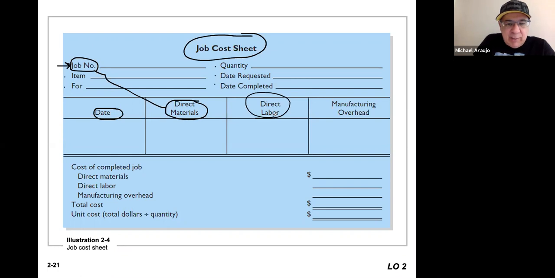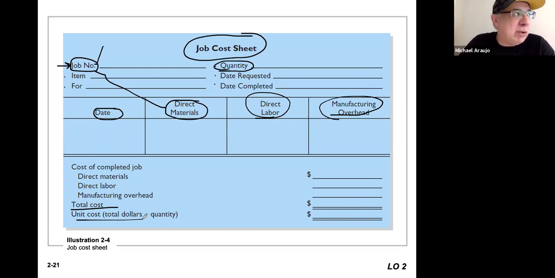Same thing with direct labor. It's going to be related to a particular job. And the same with manufacturing overhead, going to be related to the same specific job. And that's how they get the total cost. And then based on how much was actually produced, they know the unit cost. So the unit cost per unit produced.